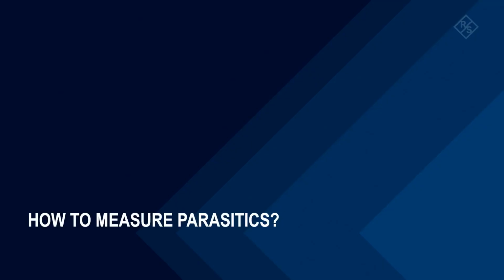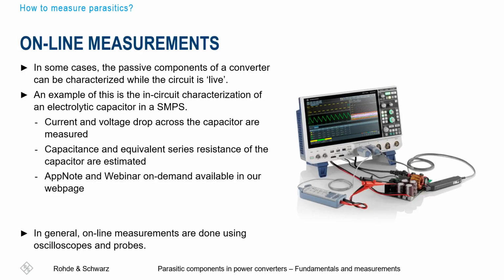And having explained this, let's see how to measure parasitics. Well, there are actually 2 ways. The first one of them is to perform online measurements. In some cases, the passive components of a converter can be characterized while the circuit is live, or while it's on.